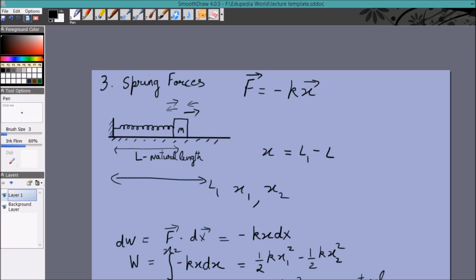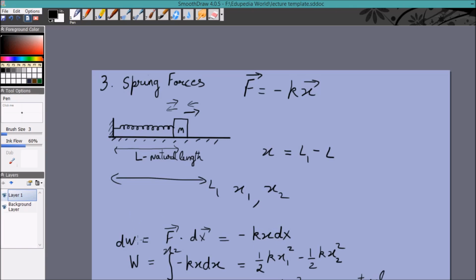So just what you need to know is the work done by the spring is half kx1 square minus half kx2 square. Now I'll give you a trick to remember this. Half kx square is easy to remember because kx dx has an integral of x squared by 2, right? The sign is something in which most students get confused sometimes.